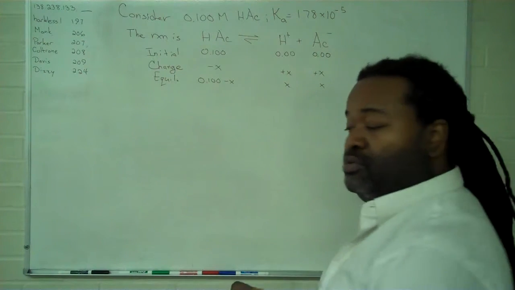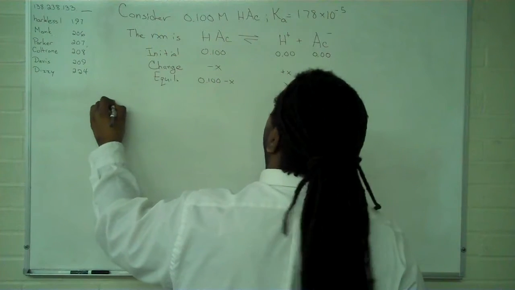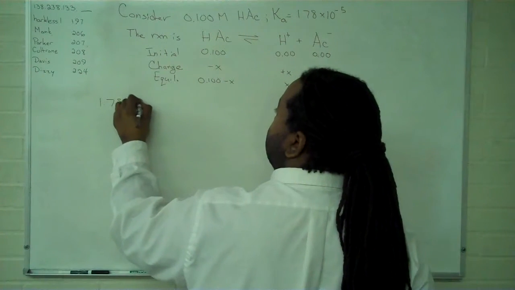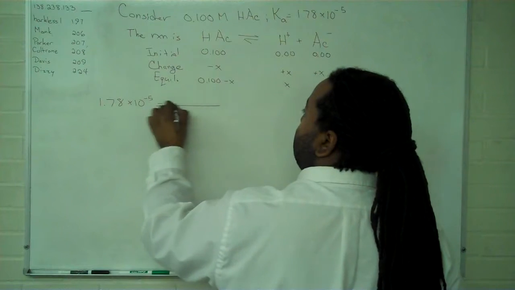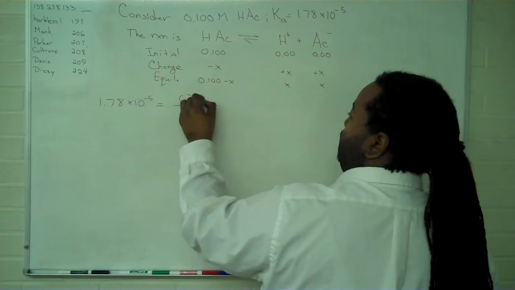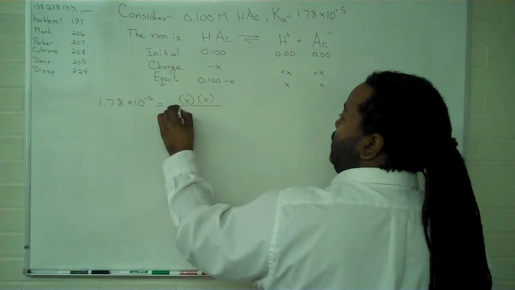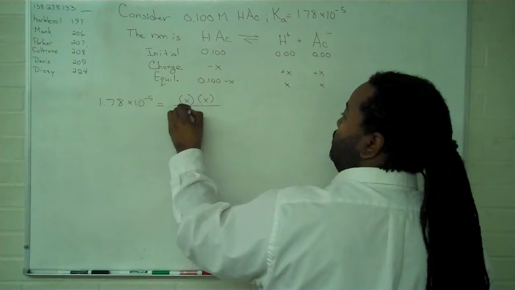And now we substitute into our Ka expression. So Ka is 1.78 times 10 to the minus 5. This will be equal to the product of these two concentrations. So that's x and x divided by our reactant concentration.